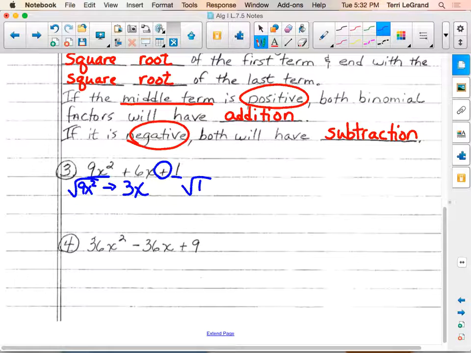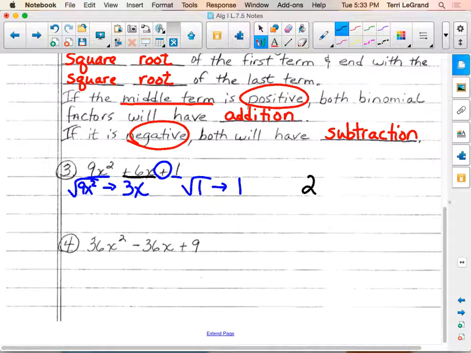Can we take the square root of 1? Yep. 1 times 1 is 1. Middle term. We still have that to deal with. We have this plus 6x. That has a standard to meet also.